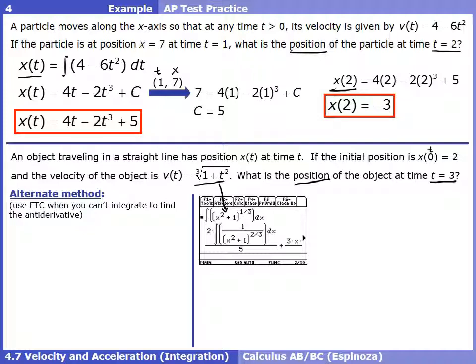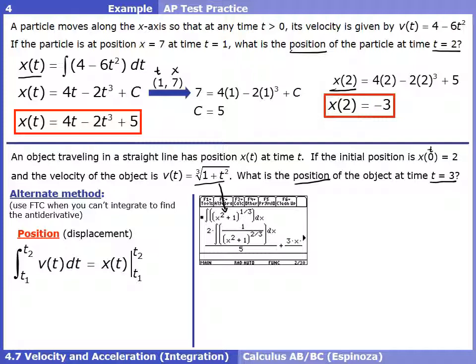And if you remember back in 4.4, when you can't find an antiderivative for whatever reason, an alternate method is to use the fundamental theorem of calculus instead. So that's what we're going to do. So before we actually do this problem, let's set that up so you guys can have that version for your future use. If you want to find a position, we're trying to integrate from one time to another time of a velocity function. We know the integral of velocity is position. And since we have bounds, we're using the fundamental theorem of calculus here.